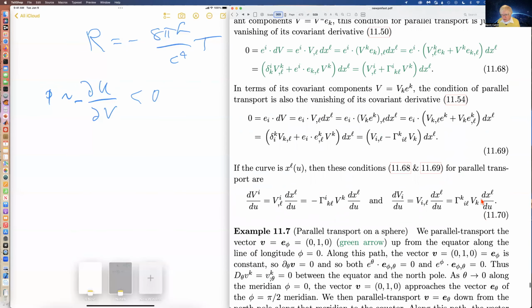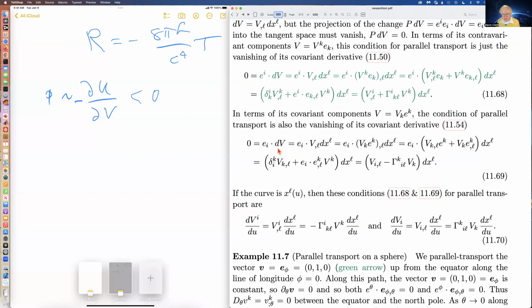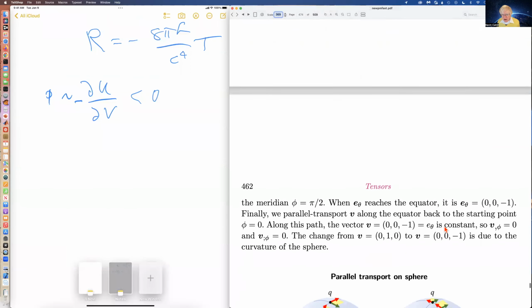And the condition here was that the covariant derivative, or the change in the vector, dotted into the tangent vector, or equivalently dotted into the cotangent vector, gives you zero. And that gave us two equations, one for the transport of a contravariant vector, the other for the transport of a covariant vector.